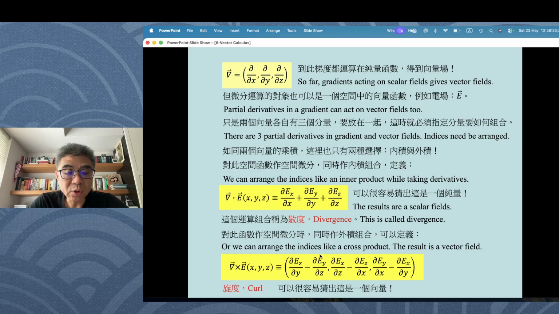So you put everything together, and you define the first component of the cross product of gradient and E as partial Ez over partial y, minus partial Ey over partial z. And the same procedure applies to the rest of the vector components.